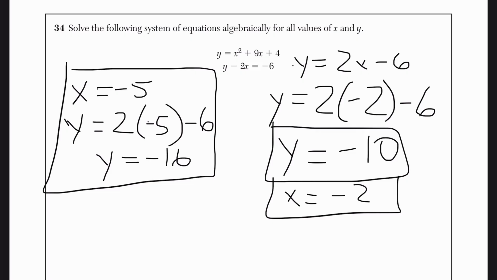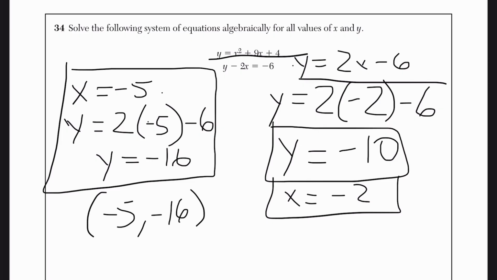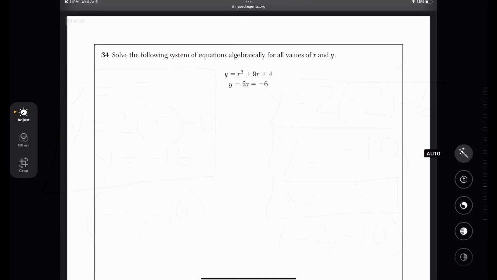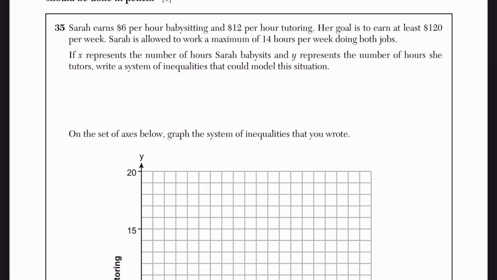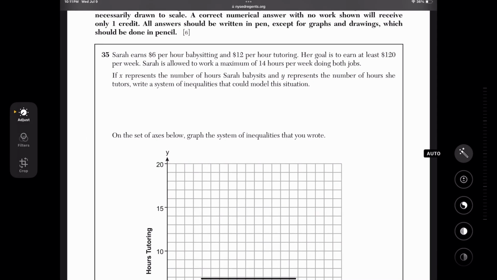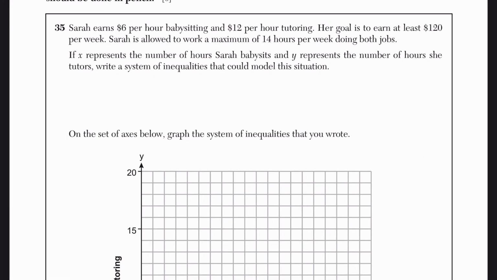We just solved it algebraically. Basically, if you graph this line and this parabola, like in an earlier question, these would be where they intersect: negative 5, comma, negative 16, and negative 2, comma, negative 10. So all we did was solve it by hand, which is kind of cool. And the final question, we have a system of inequalities this time. It's usually a system of equations, so this kind of threw me off a bit, but that's fine. I kind of combined the system of inequalities question with the system of equations question.